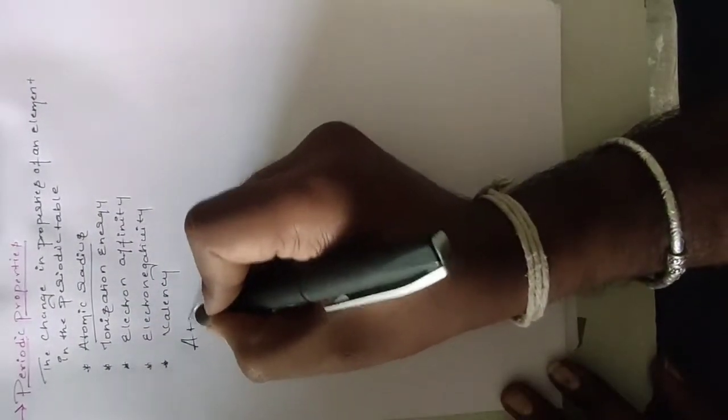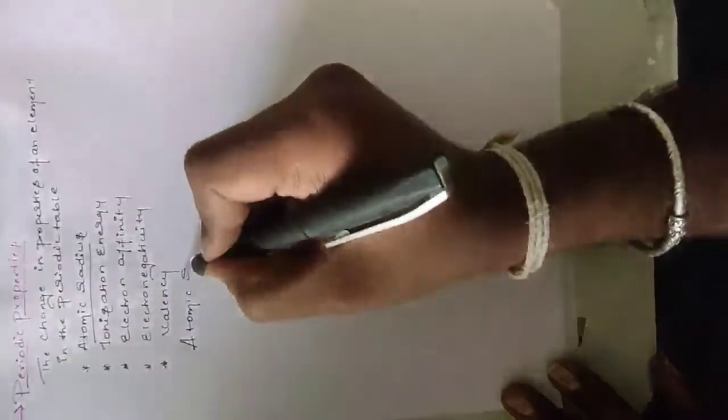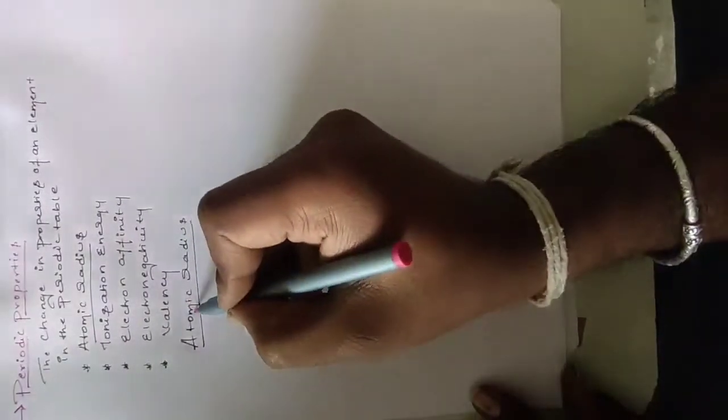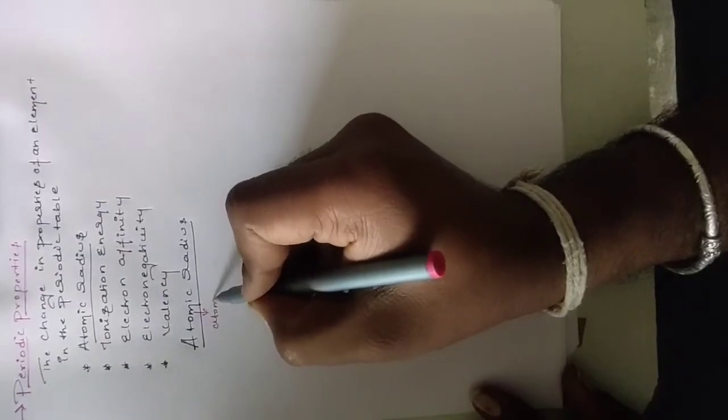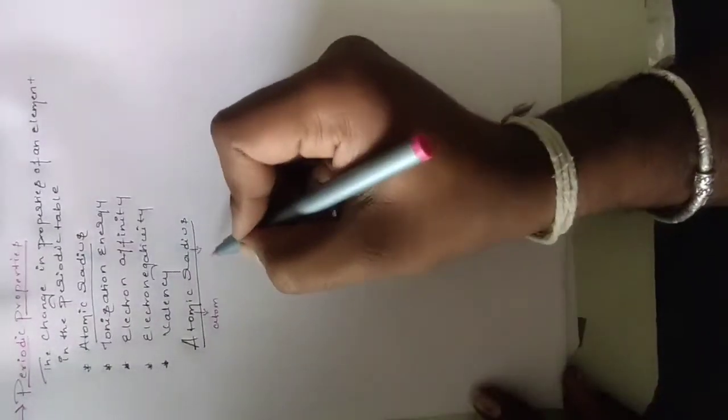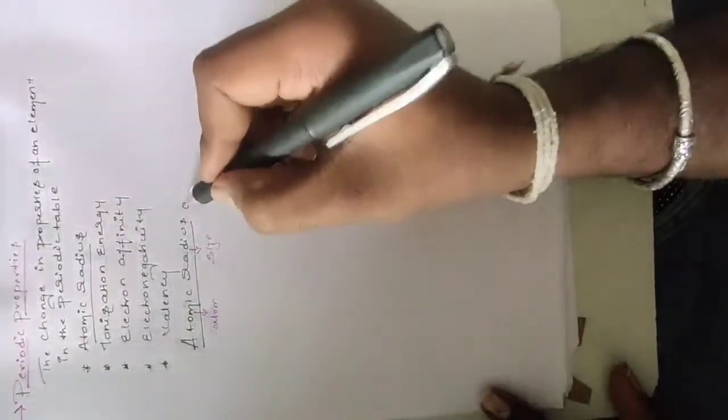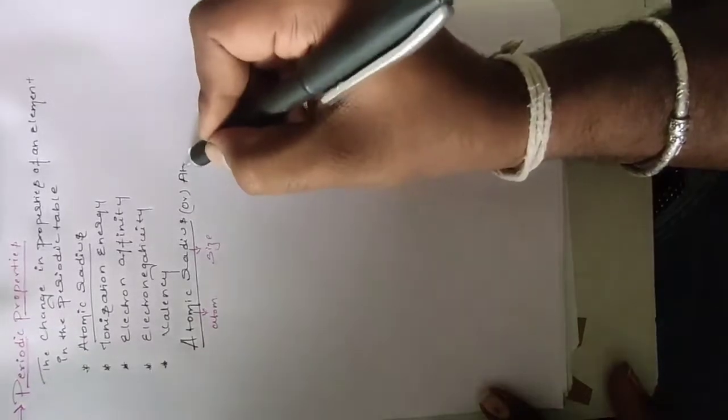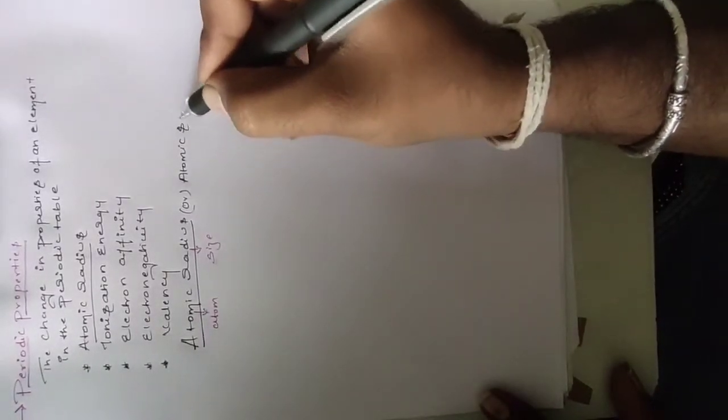First, we are going to study about atomic radius. You see, atomic radius: atomic is nothing but an atom. Radius is nothing but a size. We can also write atomic radius or atomic size. Okay, we can write both atomic radius or atomic size.